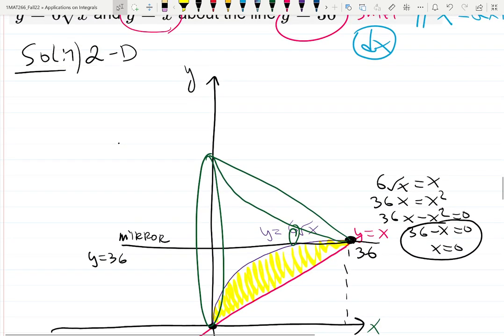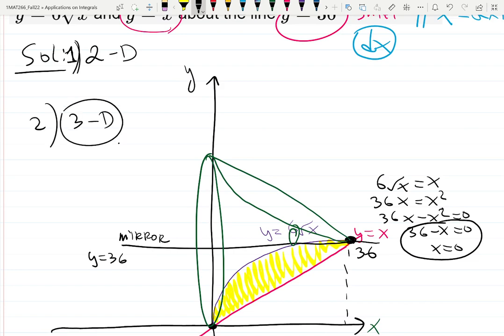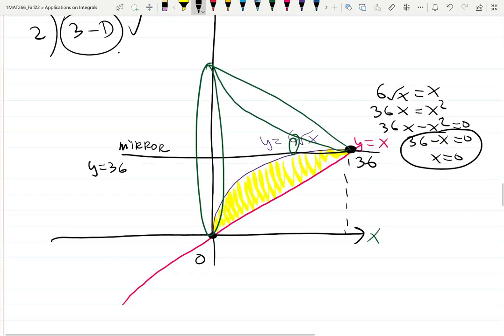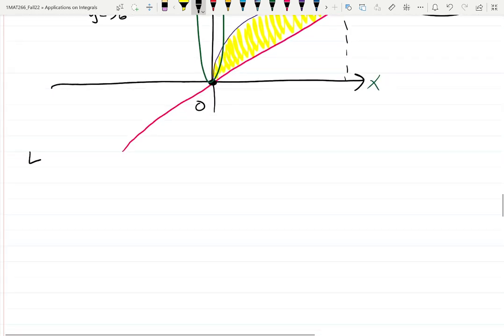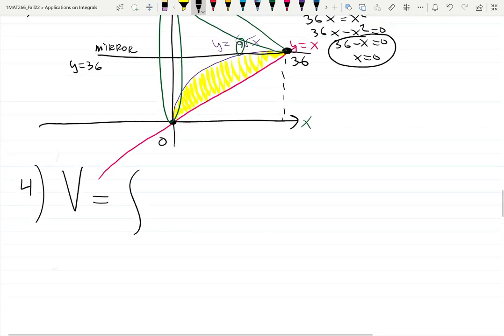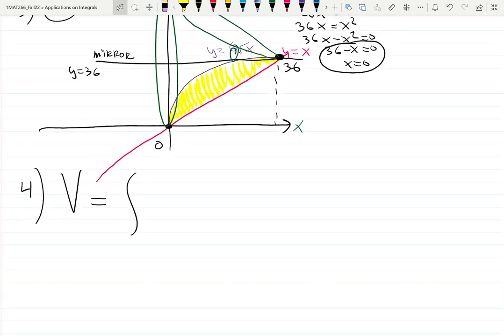So we're almost done, people, almost done. Step 2, the 3D graph, is done. Check mark, check mark. Step 3, let's choose the case. We already chose it. Since it's rotating about the line, it looks like the x-axis. It's literally parallel to the x-axis. This is the x case. Finally, let's build it. Volume is the integral from a to b, and we already know a and b. On the x-axis, a is 0, b is 36.